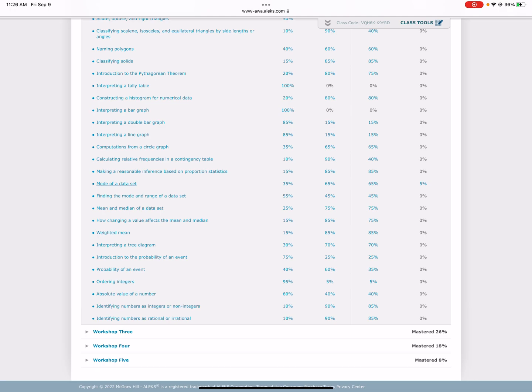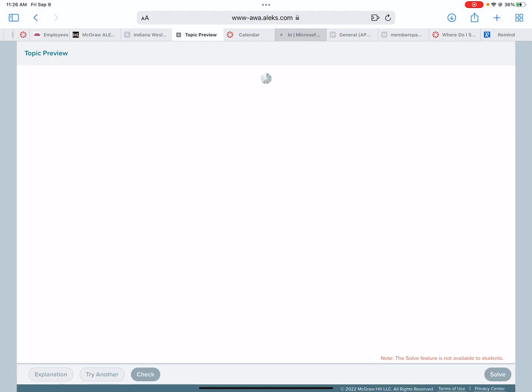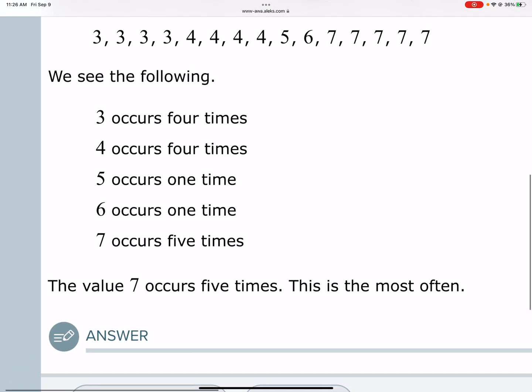Okay, mode, that just means the most common one that occurs. So when you look at here, I'm going to circle them and see if I can order them, and I can see which one occurs the most, and 7 clearly occurs the most. It occurs 5 times, and so that's the mode.